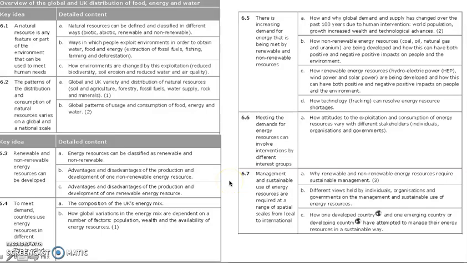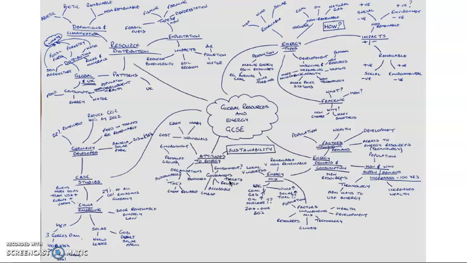Now, in the exam, there will be two different questions. There will be one on energy and one on water. For us, we do not do the water section because we have studied energy. So make sure you read the instructions on the exam booklet and you only answer the questions that you need to. So here is the mind map in its entirety.